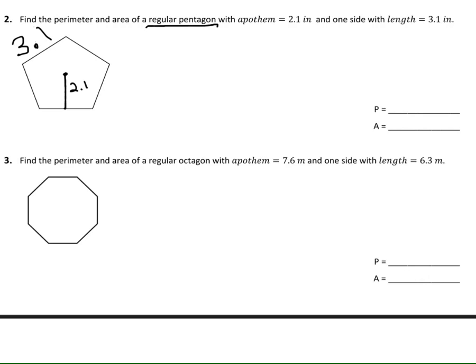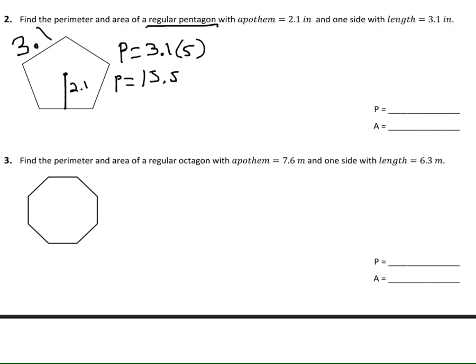So the first thing I need to find is the perimeter. I know the perimeter is all of the sides added together. If I have a pentagon, that means I have 5 sides. So I'm going to take one of those sides, 3.1 inches, and multiply it by 5, which gives me the perimeter. 3.1 times 5 is 15.5 inches. So the perimeter all the way around this pentagon is 15.5 inches.